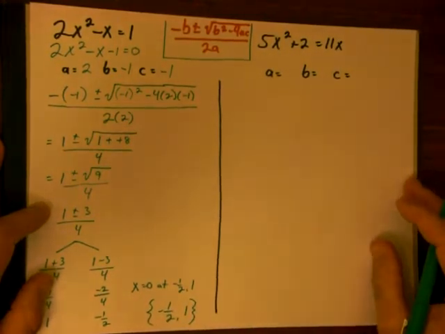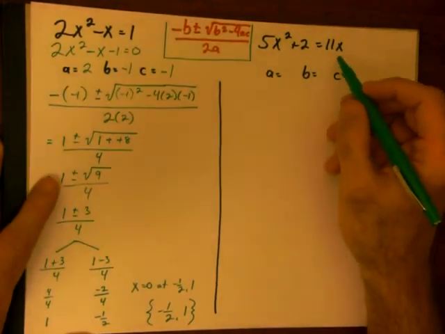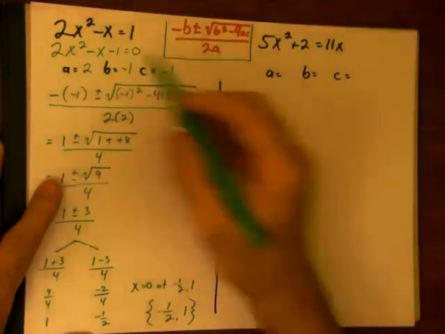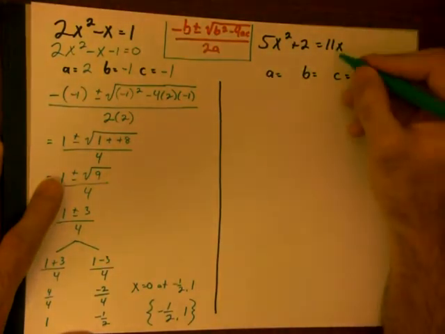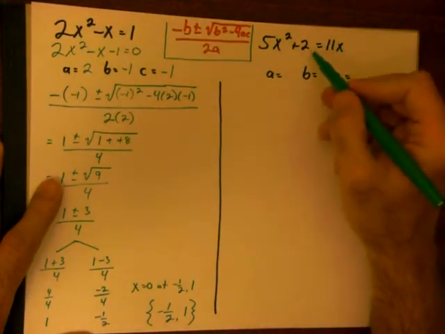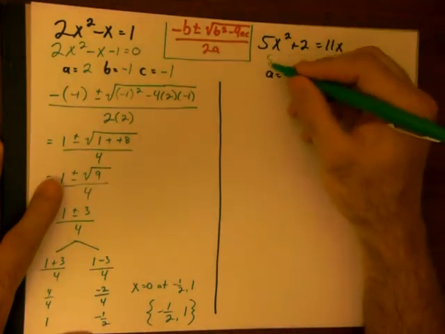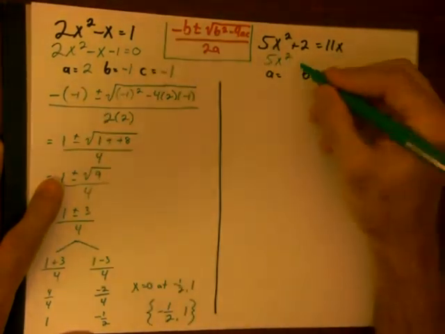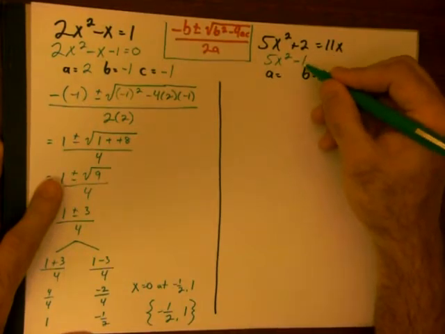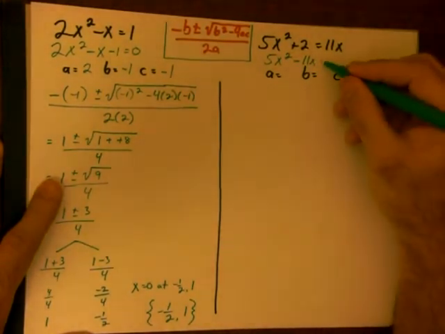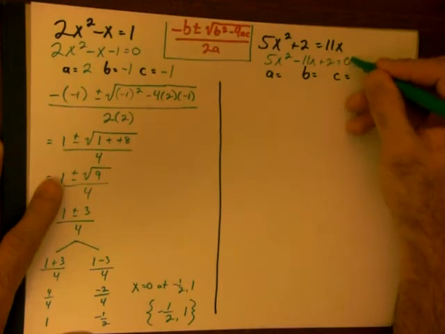Okay, moving on to the next problem. We got 5x squared plus 2 equals 11x. Same thing as over here. We want to rewrite this so it's equal to 0. So we need to move the 11x to the other side of the equal sign. We got 5x squared, we subtract it here and subtract it there, minus 11x plus 2 equals 0.